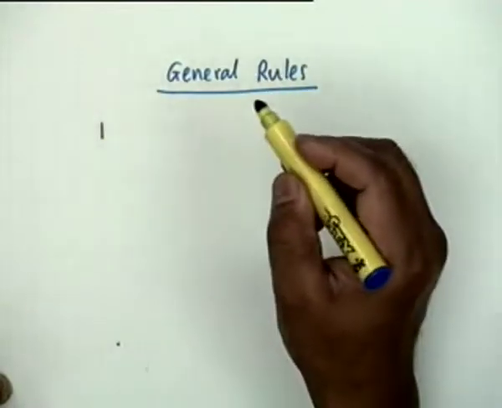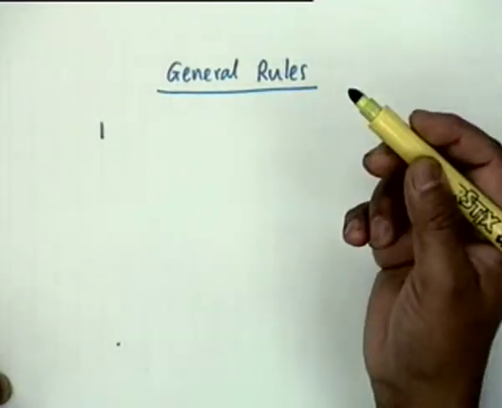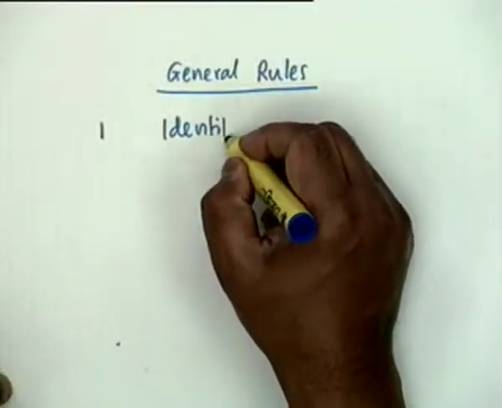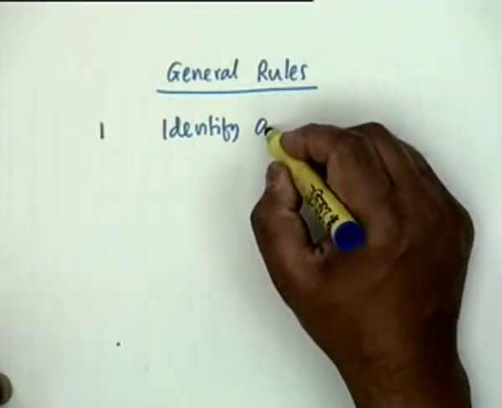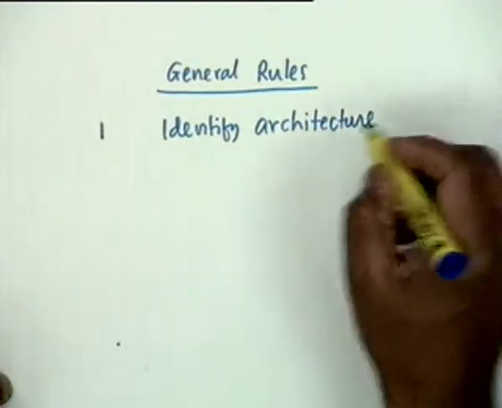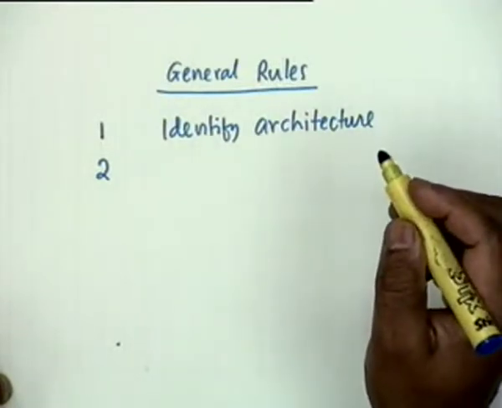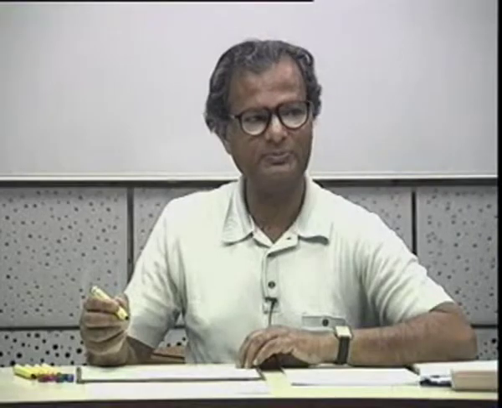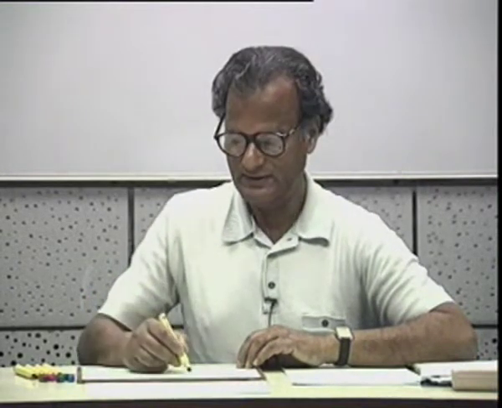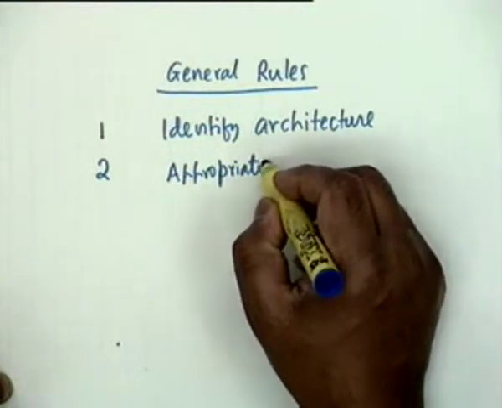The first step is to identify the architecture, whether it is series, shunt, or shunt-series. Second, after identifying the architecture, you have to take an appropriate model of the basic amplifier.